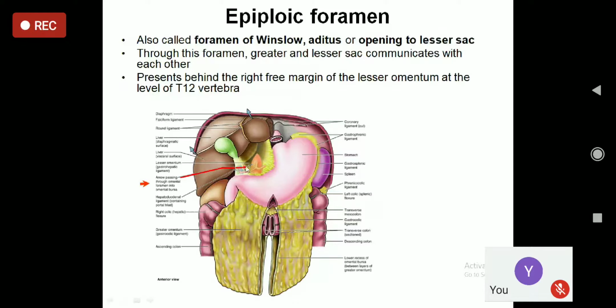So it is here. Through this foramen, the greater and the lesser sac communicate with each other, and it is present behind the right free margin of the lesser omentum at the level of the T12 vertebra. The right free margin of the lesser omentum means the surrounding of the porta hepatis in the liver. So that is the right free margin of the lesser omentum, which makes the communication of the lesser sac with the greater sac, known as the epiploic foramen, which is present just below the caudate lobe of the liver in normal condition.